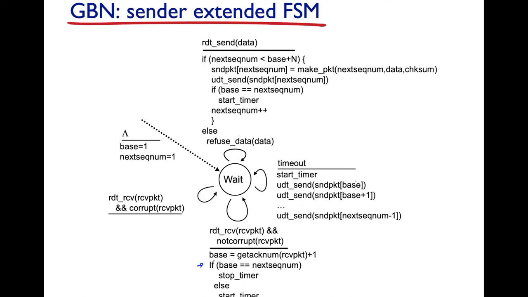Okay, so if the base is equal to the next sequence number, that means you don't have any more unacknowledged packets. You stop the timer. Otherwise, you restart the timer. That restarted timer is associated with this new base of the send window. And that's our behavior for the finite state machine for Go-Back-N, for the sender side behavior.